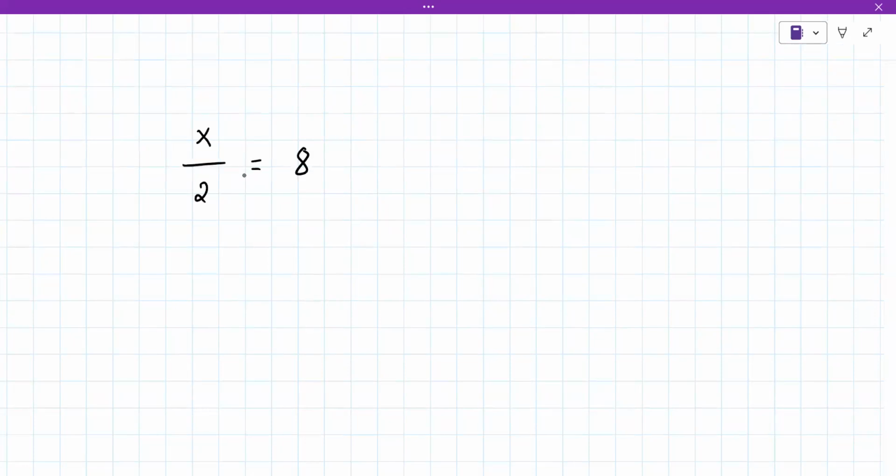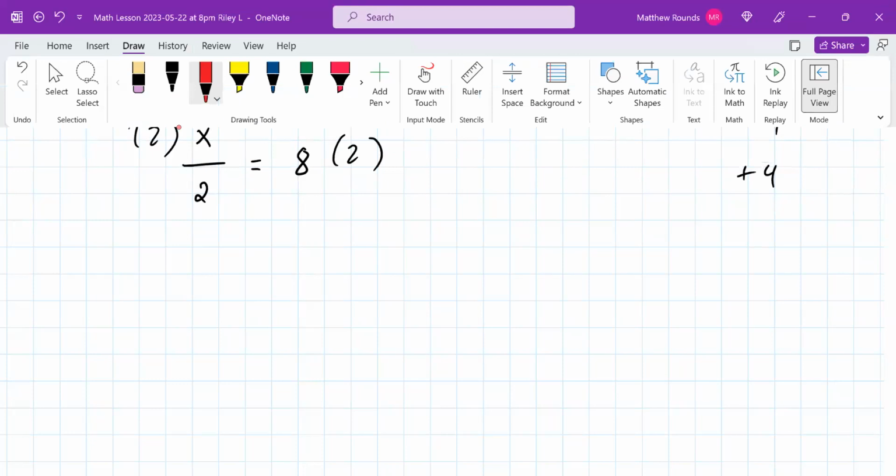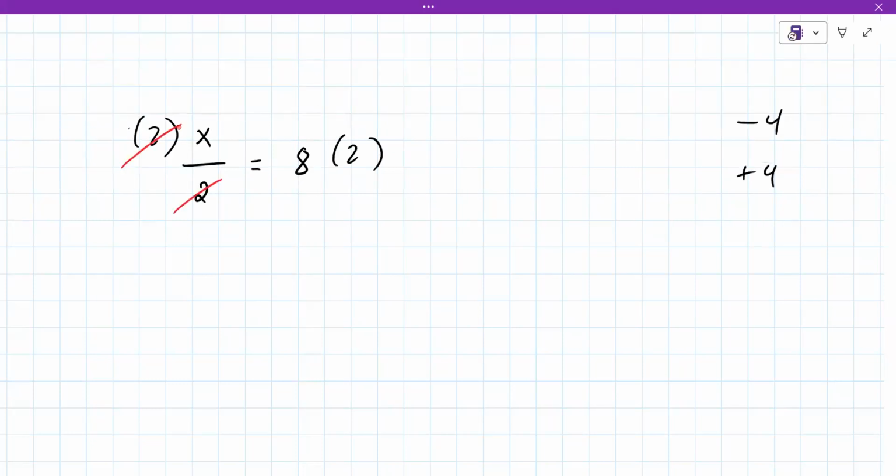x/2 equals 8. And this fraction bar is meant to designate division. So you undo division with multiplication. What do you multiply both sides by? 2. Yes, so you multiply both sides by 2. On the left, they cancel, they go away, just like in the previous problem where we were talking about the -4 and the +4, they go away. These 2's on the left, they go away. So that means x equals 16, like that.